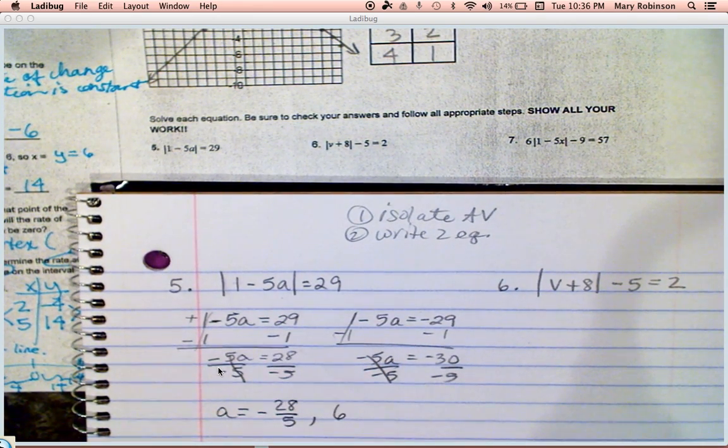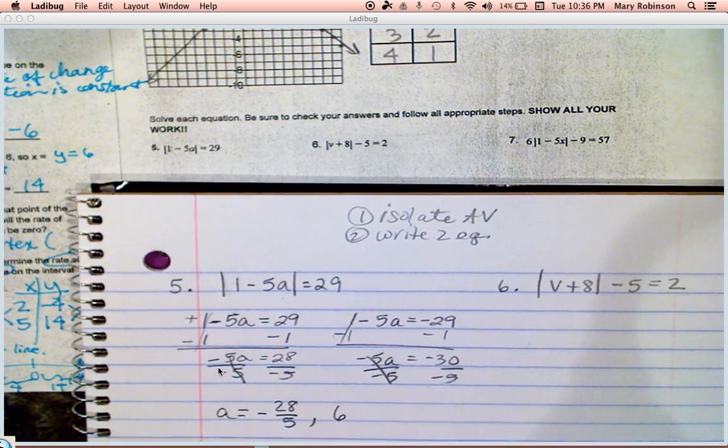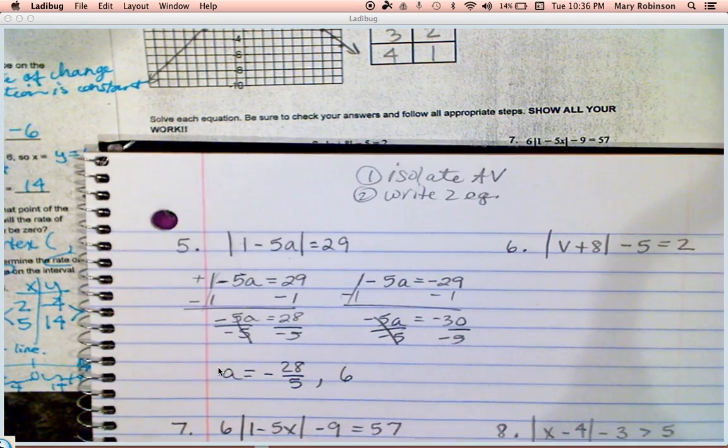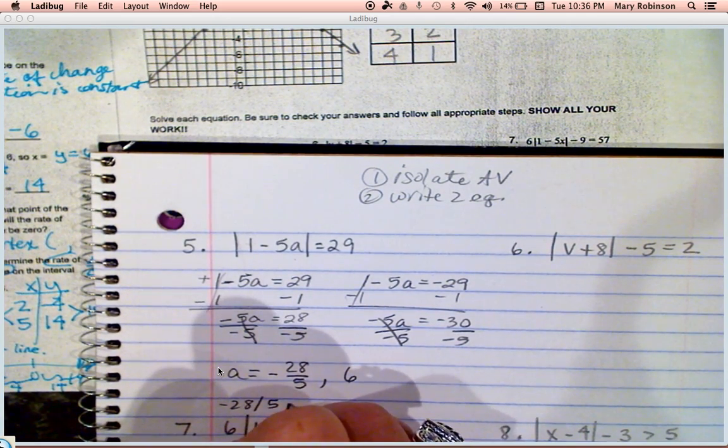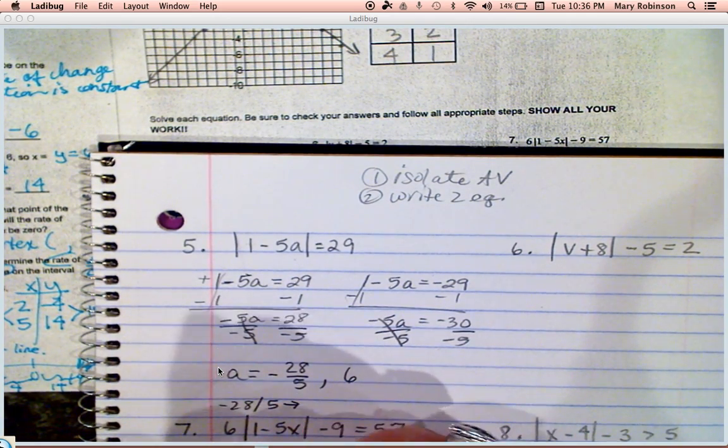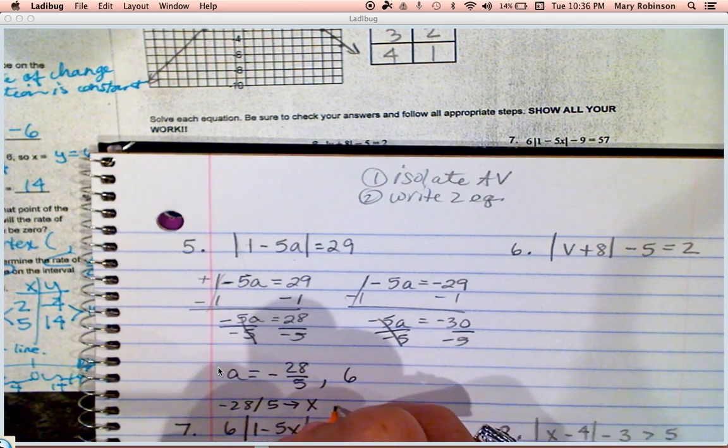Don't forget you can check your answer by storing negative 28 over 5 as x. So in your calculator, on your home screen, you would type in negative 28 divided by 5, hit the store button, which is located above the on key, choose x and hit enter.